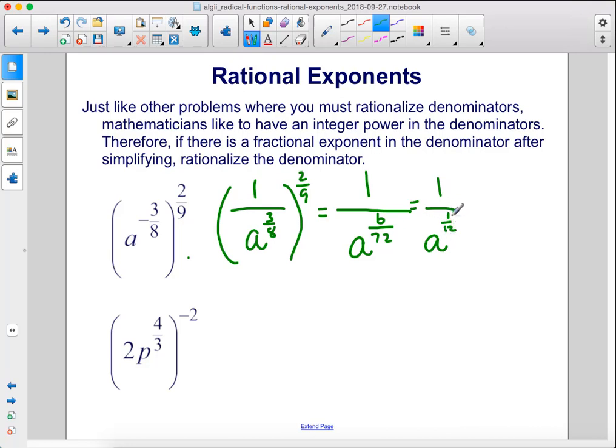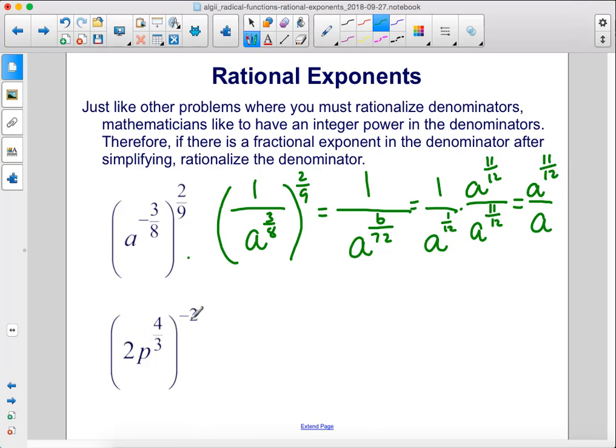Now we don't want a fractional exponent in the denominator. So we need to multiply top and bottom by whatever will eliminate this fraction, which would be a to the 11/12 power. So we'll add that to the top as well. And so here we have, if you add these together, a to the 1/12 times a to the 11/12, we get a to the 12 over 12 power, which is 1. So we just get a on the bottom, and on top we have a to the 11 over 12 power.